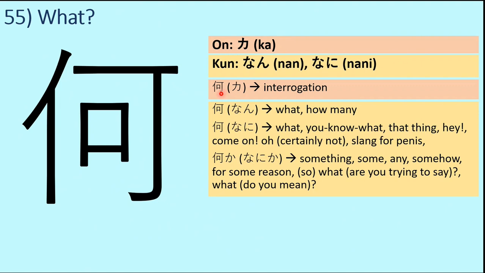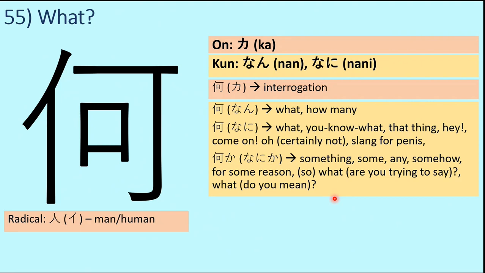The On'yomi meaning of this symbol is interrogation, and in the Kun'yomi we have nan for what or how many. We have nani for what, you know, what, that thing. Hey, come on. Oh, certainly not. And it is also used as slang for the male reproductive organ. Then we have nanika. Nanika means something, some, any, somehow, for some reason. So what are you trying to say? And what do you mean? For all these, nanika may be used.